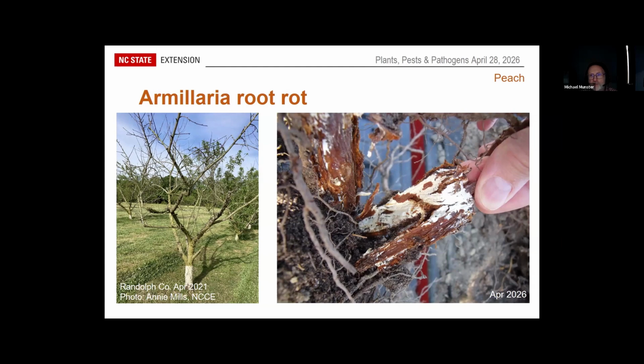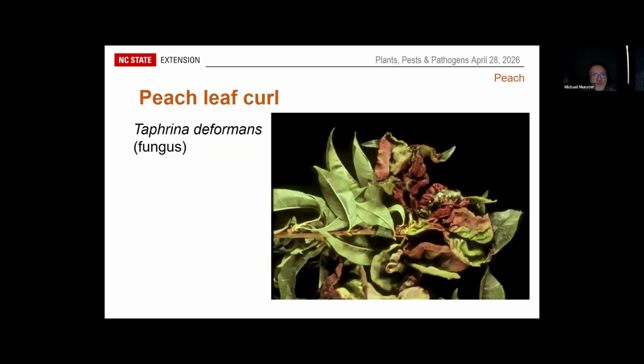And sure enough, looking under the bark at the base of the main stems and in the larger roots, there was that mat of fungal mycelium characteristic of armillaria. Now, this could occur on things like apples as well, but it's not usually a big problem there. Where we do see problems is in our peaches and other amenity plantings, as the British call them.